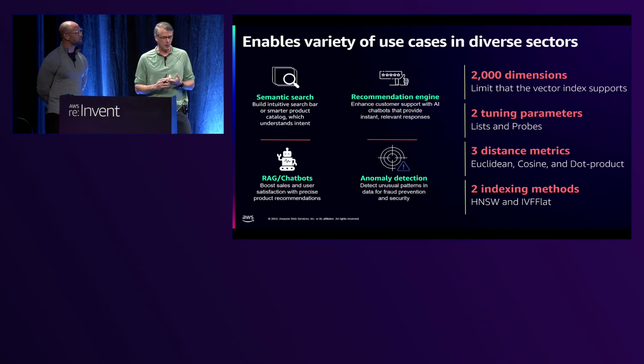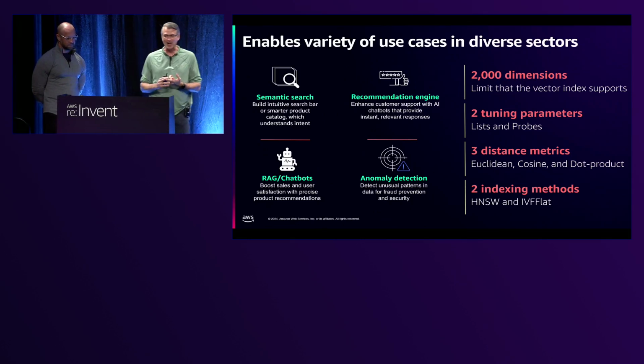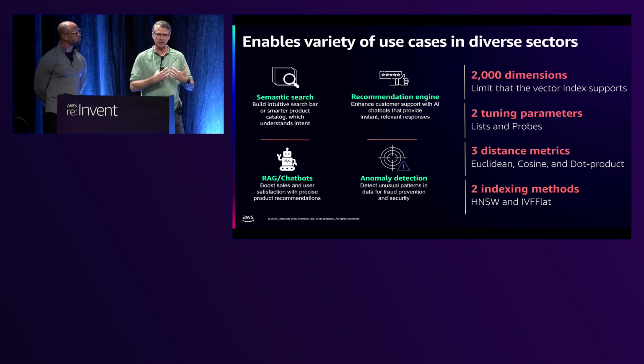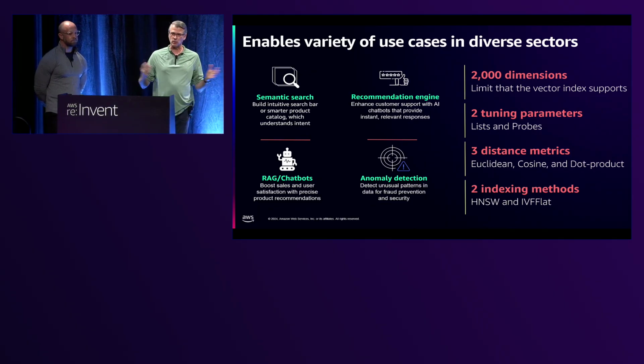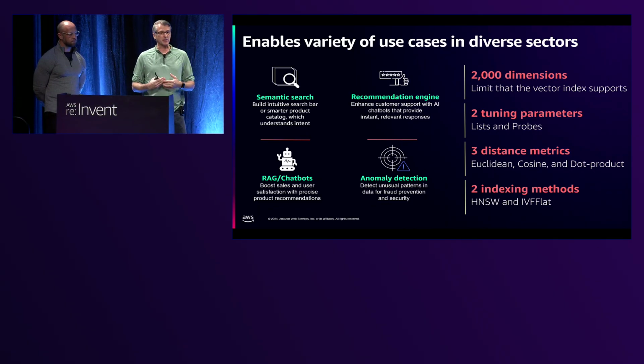The distance metrics, and Cody's going to go into more of what that means, but you have different options for the distance to determine how similar one vector is to another. There are different tuning parameters that we're going to dive into in terms of creating the indexes and querying. And then we do currently support 2,000 dimensions, so you can't go beyond 2,000 dimensions in a vector at this point, but anything up to 2,000 is supported.